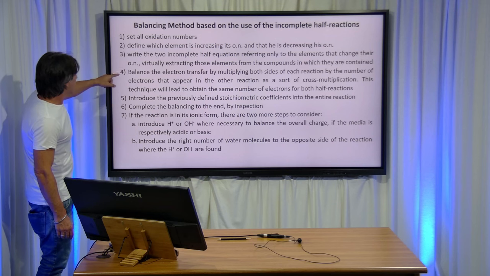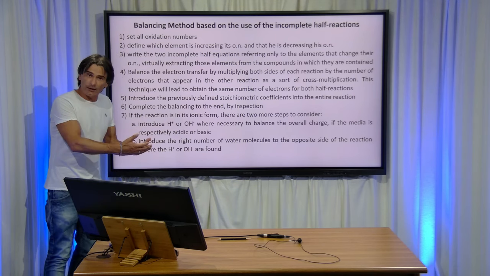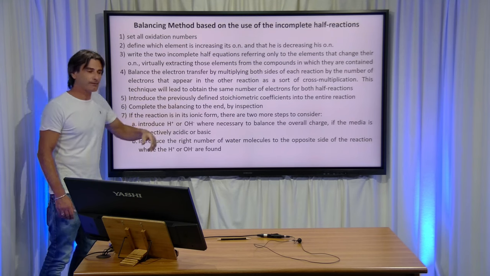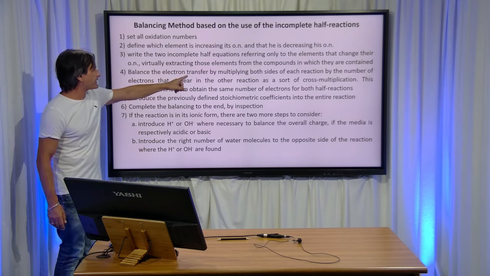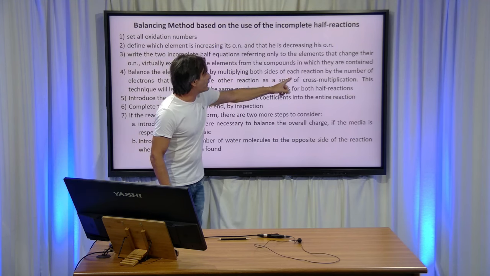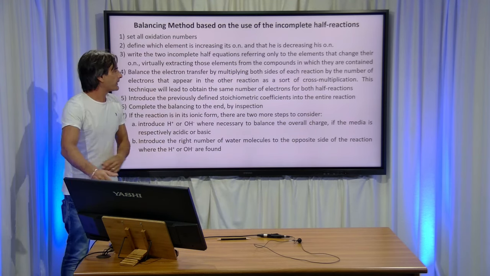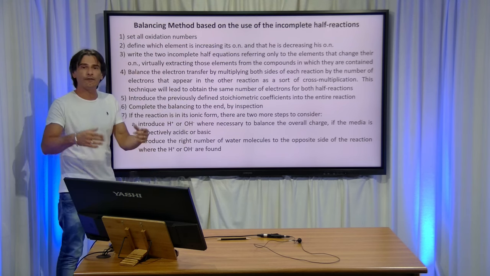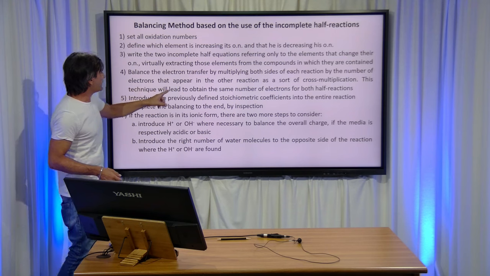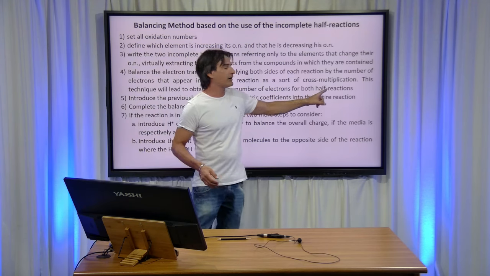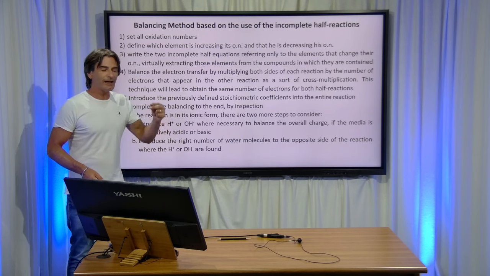To continue, after we have written in the right way the two half reactions, the oxidation and the reduction half reactions, we have to balance the electron transfer by multiplying both sides of each reaction by the number of electrons that appear in the other reaction, as a sort of cross multiplication. It's more difficult to say than to do, I guarantee. This technique will lead to obtaining the same number of electrons for both half reactions. And this is the first balancing we have to do. We have to balance first the electron transferring.